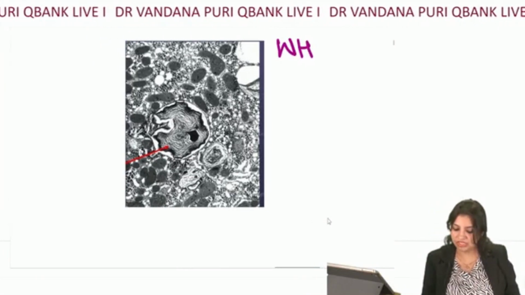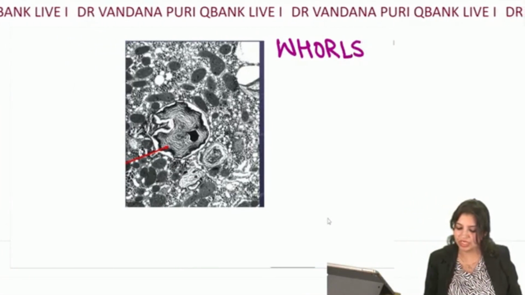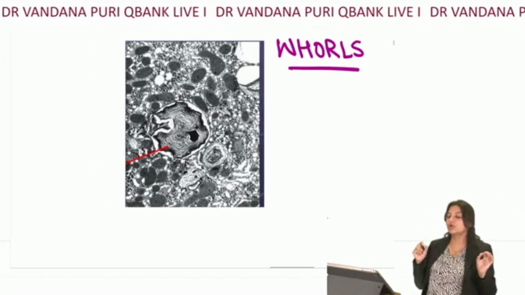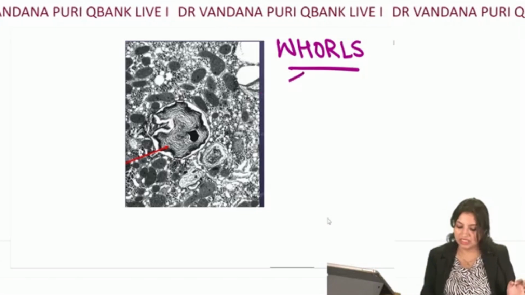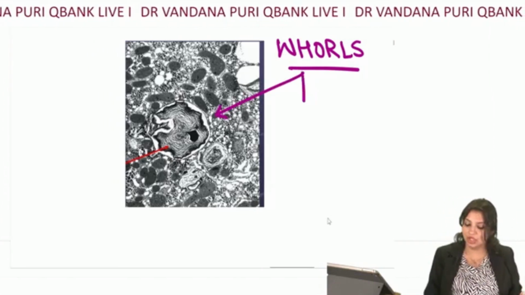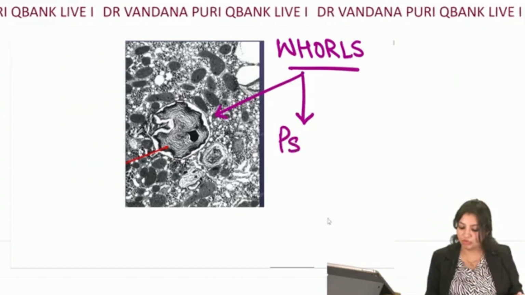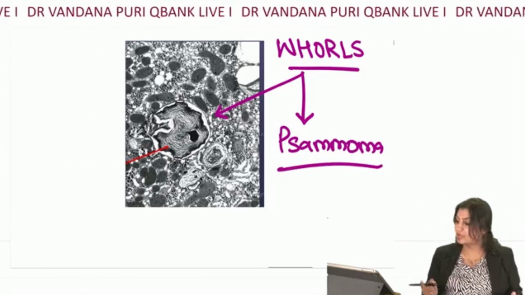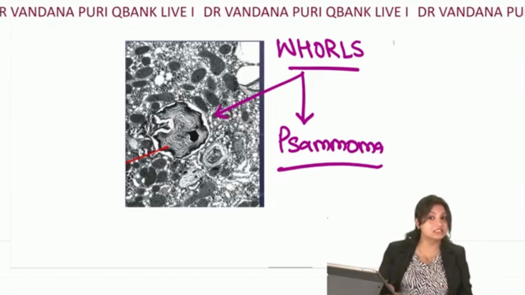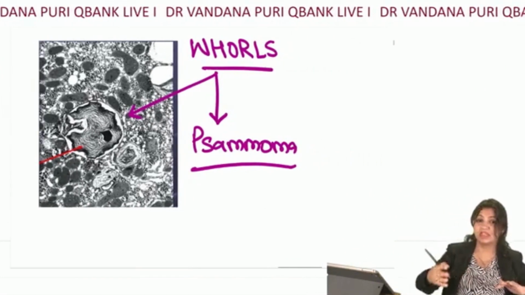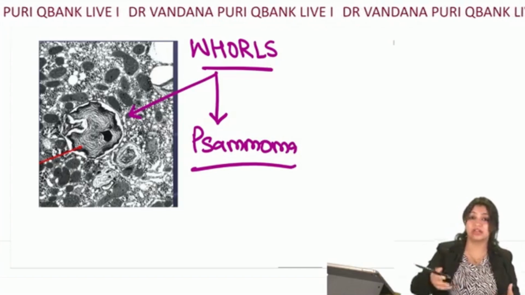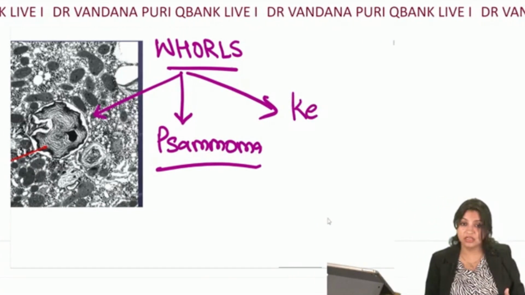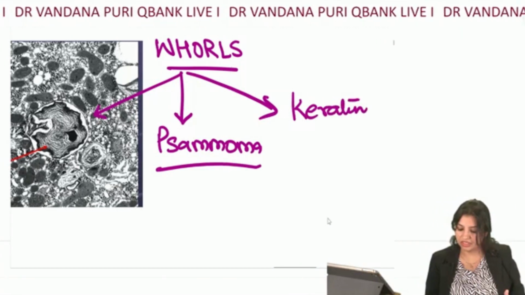So remember, somebody asks you, what are the whorls in pathology? Quick. Who's going to answer? Whorls in pathology. What is it? Yes, it can be either a myelin figure, or it can be Psammoma bodies. So what was a Psammoma body? I hope you remember. What was it? Dystrophic calcification. It's seen in papillary carcinomas, meningiomas, prolactinomas. Or it can be, as I hope you remember, keratin pearl.